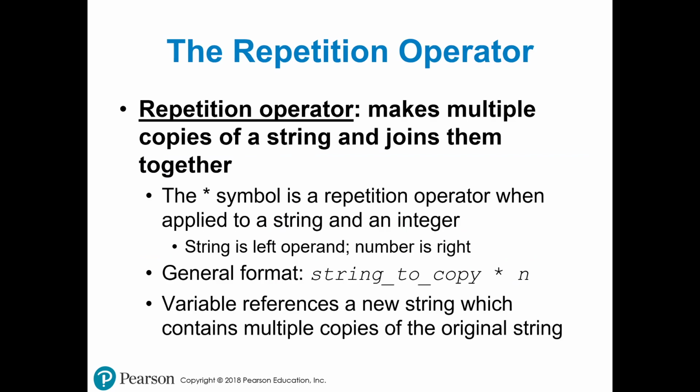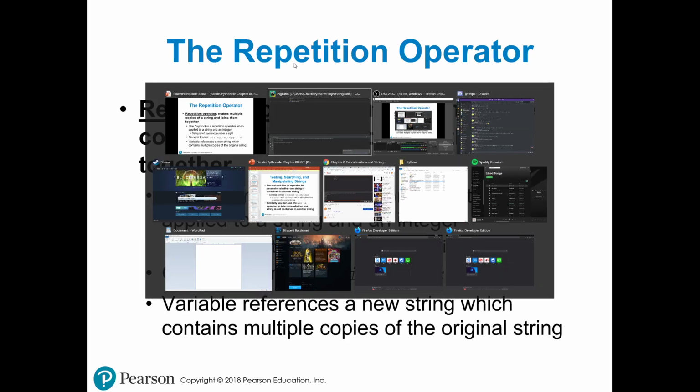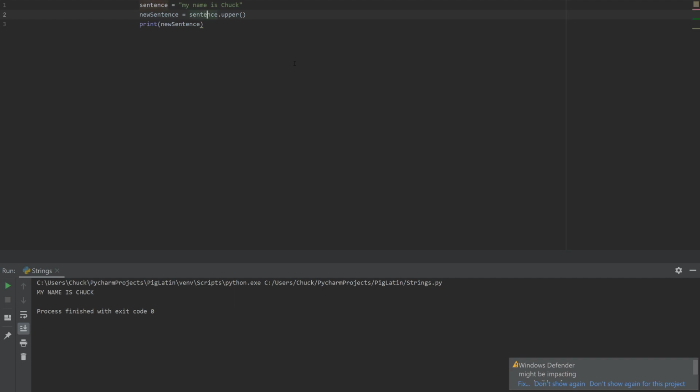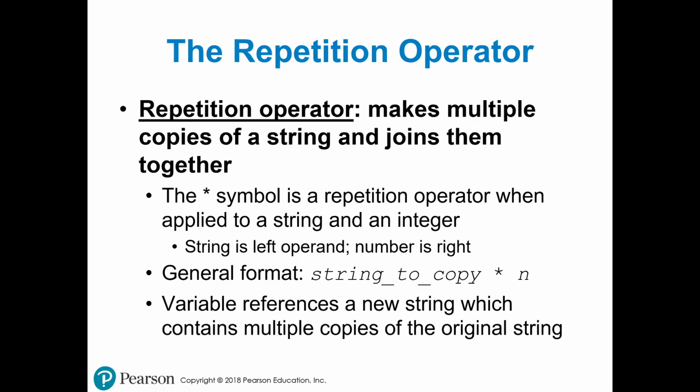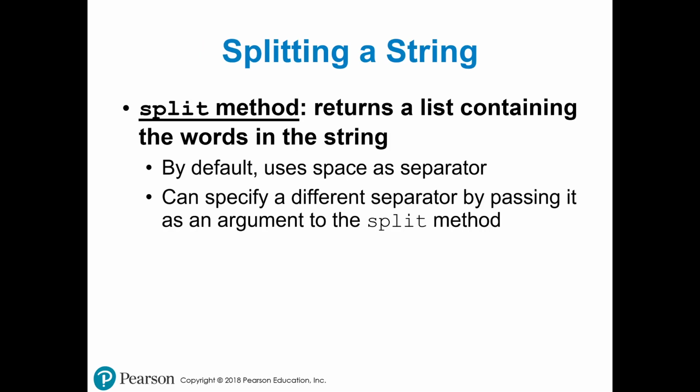So this is kind of a weird one. It's not a super interesting one, but the star symbol is a repetition operator. So what you can do is you can say string to copy, star, n, and it's going to make copies of the original string. Now, is this useful? I don't know. So let's say star 2, and then we can run this. And what it does is make 2 copies of the string, my name is Chuck, right? So is that useful? I don't know. Personally, I don't think so.